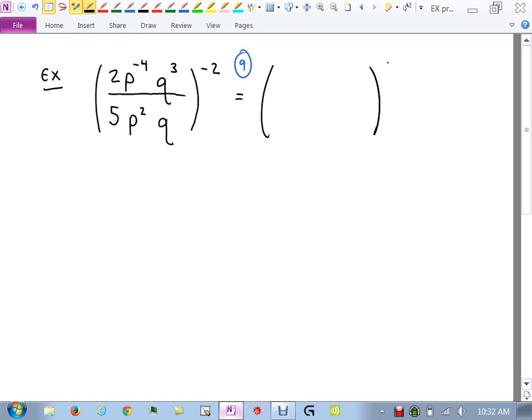Now, when I flip it, nothing changes, right? If it was negative, it stays negative. So on the top, I have 5p squared q. On the bottom, I have 2p to the negative 4 q cubed. Property 9 says the fraction stays exactly the same, but it's flipped. The only thing that changes is the negative exponent becomes positive. Now what? You want to do property 2 on the p's and q's?